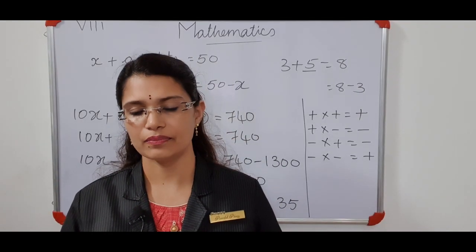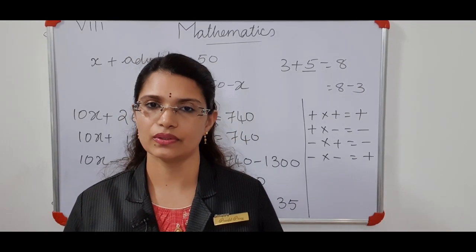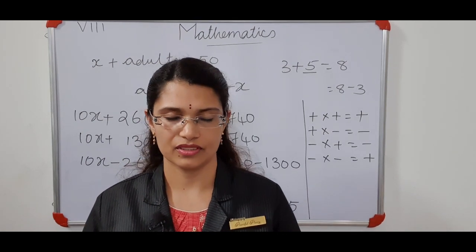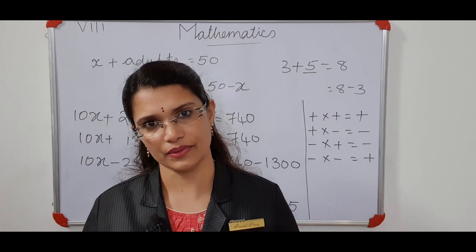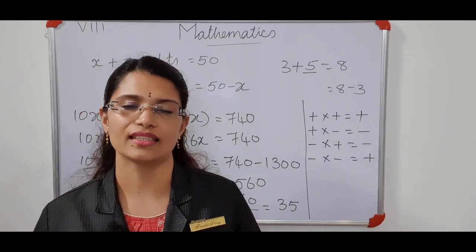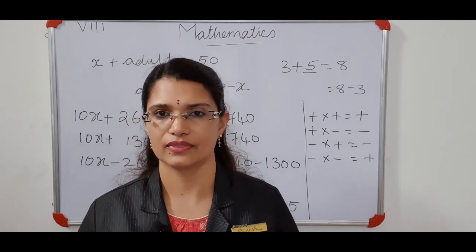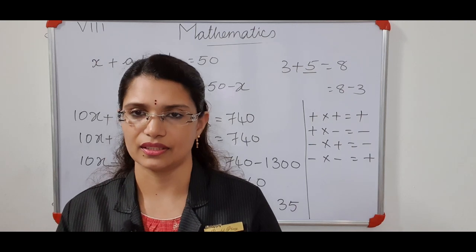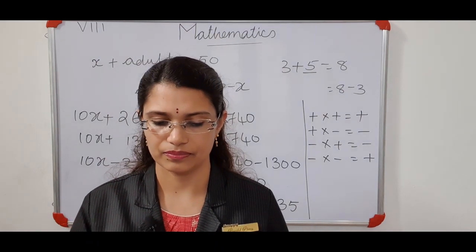So, children, here we got x is equal to 35, that is the number of children. Number of children plus number of adults is equal to 50. You have to check whether this answer is correct or not. Okay. Now, let us do another question, fifth question.